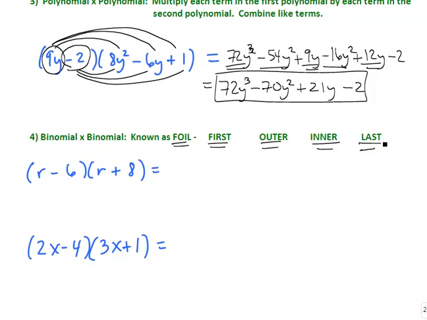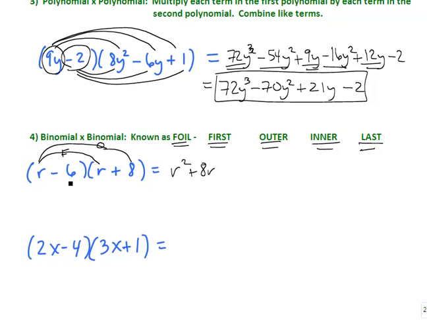the last. So for example, if I have r minus 6 times r plus 8, first times first means the first term in the first parentheses times the first term in the second parentheses, so that would be r times r, or r squared. Then if we go to outer times outer, that's the outer term in the first parentheses, which is the r, times the outermost term in the second set of parentheses, that would be our 8. So r times 8 is 8r.